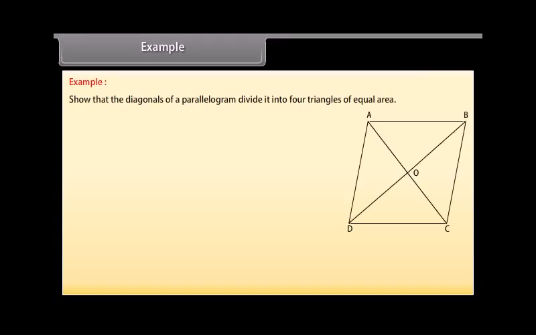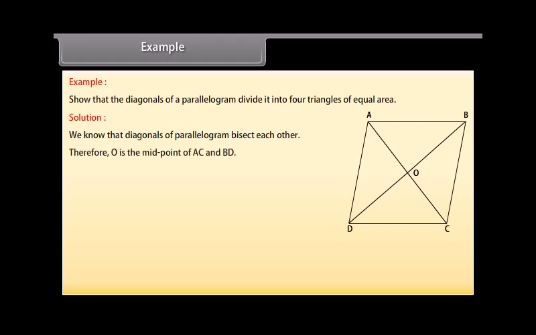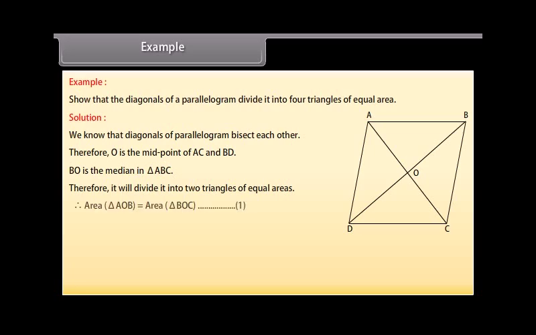Show that the diagonals of a parallelogram divide it into 4 triangles of equal area. Solution. We know that diagonals of parallelogram bisect each other. Therefore, O is the midpoint of AC and BD. BO is the median in triangle ABC. Therefore, it will divide it into 2 triangles of equal areas. Therefore, area of triangle AOB is equal to area of triangle BOC.